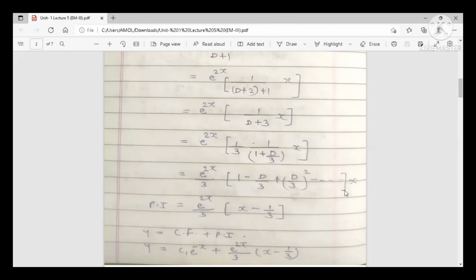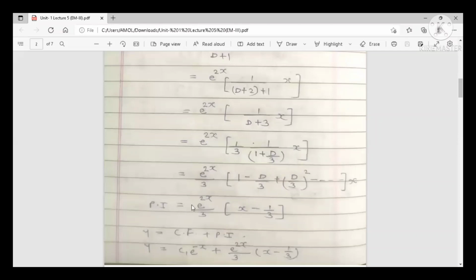Now the function is x, its degree is 1. So you count the terms up to D only in the bracket, because you know that capital D means derivative. D means derivative, D square means second derivative, D cube means third derivative and so on. Now the function is x, so you will get only one derivative of x. Derivative of x with respect to x is 1. Its next derivative is 0 because the degree of x is 1. And so you count the terms up to D only.